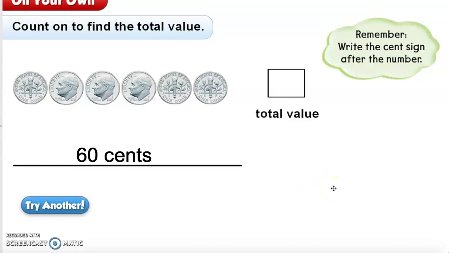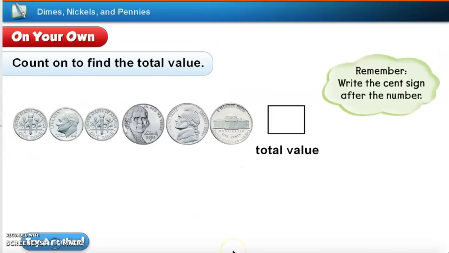Okay, I would show you, but unfortunately, I don't think I have a cent sign on my laptop, so I'm just gonna write the word cents. But if you are using the cent sign, which is like a C with a line going through it, make sure it goes after the number. Okay. All right, let's try maybe one more example.